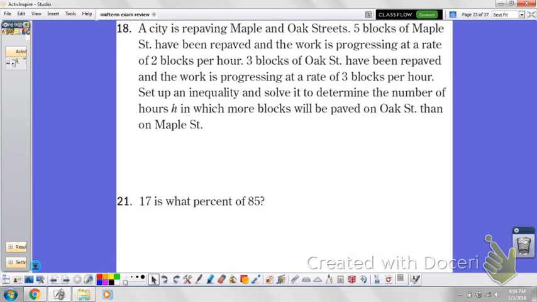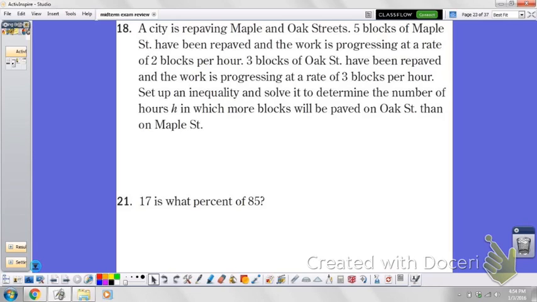Number 18 says, a city is repaving Maple and Oak Streets. 5 blocks of Maple Street have been repaved, and the work is progressing at a rate of 2 blocks per hour. 3 blocks of Oak Street have been repaved, and the work is progressing at a rate of 3 blocks per hour. Set up an inequality and solve it to determine the number of hours h in which more blocks will be paved on Oak Street than Maple Street.